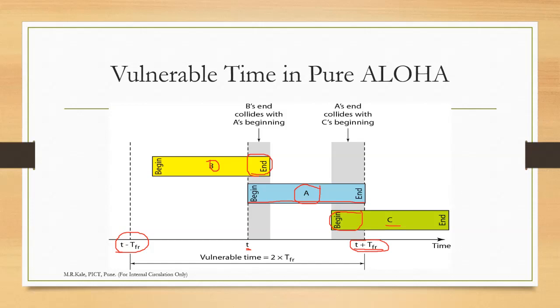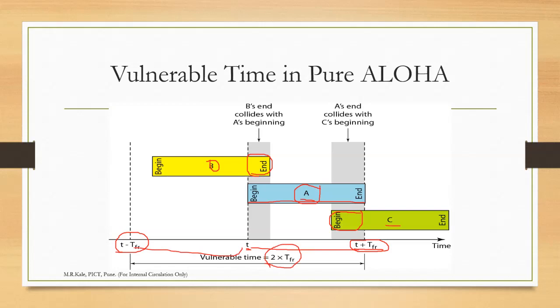So in this case, for successful delivery of A's frame, nobody should send after t minus TFR and nobody should send before t plus TFR. So time t minus TFR to t plus TFR is the vulnerable or sensitive time, which makes it 2 into TFR. So this is one frame transmission time. This is another frame transmission time. It makes it 2 into TFR. And so this is the vulnerable time.